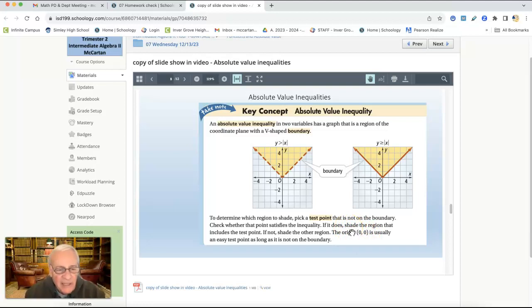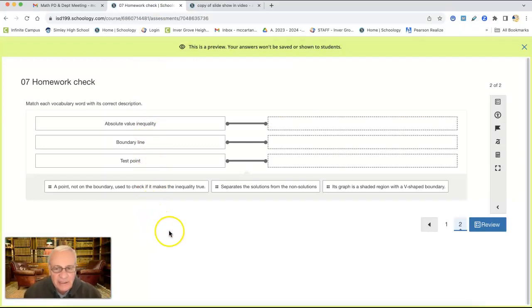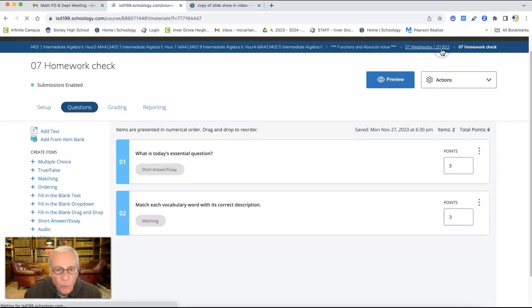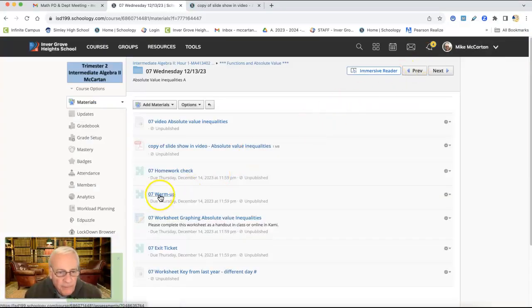Again, if it does not satisfy the inequality, then shade the other side so that the test point is not a part of the solution. If the inequality is true when you try the test point, then the test point is in the solution. You should shade it so the test point is in there, okay? You use the test point to check to see if the inequality is true. Guys, go ahead and submit that. I'm going to go right to the next thing, which is the warm-up. Right here. Call it up.